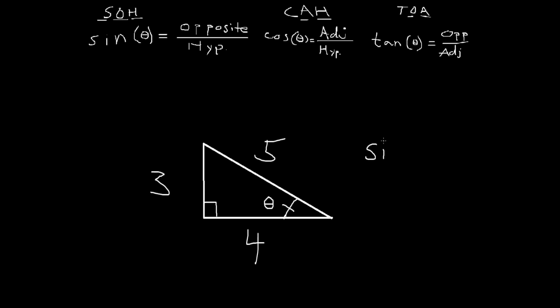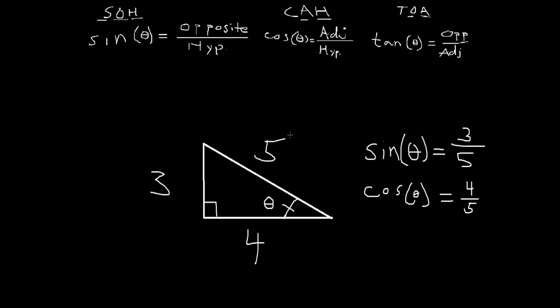So let's say we want to do sine of theta. So sine of theta is going to be equal to the opposite side over the hypotenuse. So the opposite side we know to be 3, and the hypotenuse we know to be 5. So we know that sine of theta is 3 over 5. We can tell that cosine of theta is going to be 4 over 5, because 4 is the adjacent and 5 is the hypotenuse.